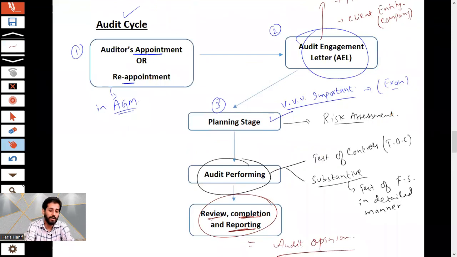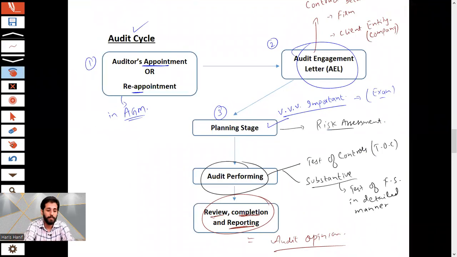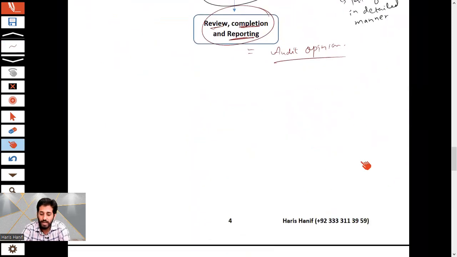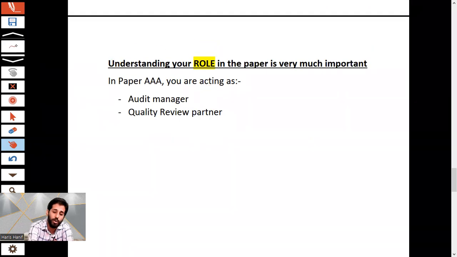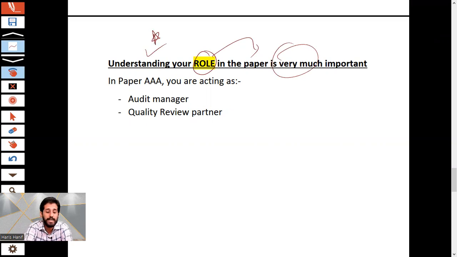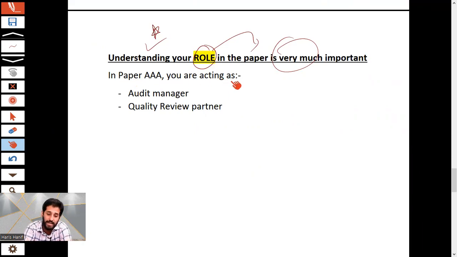So this is how the audit is being performed. Now let's move a bit further. This is very important. Listen, if you are attempting paper AFM, you need to understand your role. Your role in the paper is very important. If you are attempting paper SBR, you should understand what role you are operating. If you are attempting paper APM, you should imagine what role you are operating in the organization. Similarly, in paper AAA, you are acting as audit manager or quality review partner. Now, what is this?